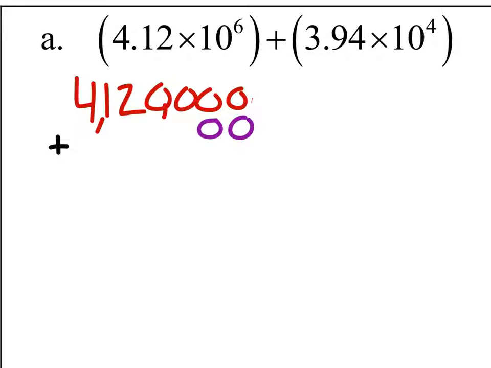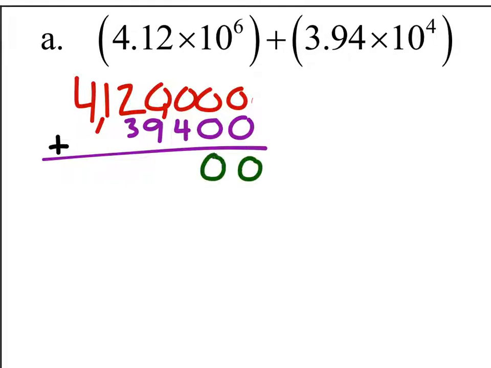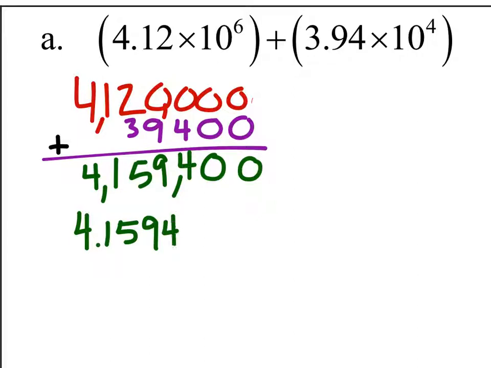So I'm going to line these up on purpose, like these. And when I add them now, I got 0 plus 0 is 0, plus 0 is 0, and 0 plus 4 is 4, and 0 plus 9 is 9, and 2 plus 3 is 5. Then we got a 1 and a 4. Alright, so on this one, I got 4.1594 times 10 to the power of 1, 2, 3, 4, 5, 6.